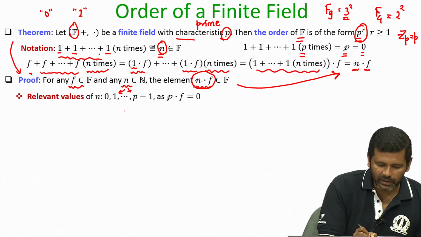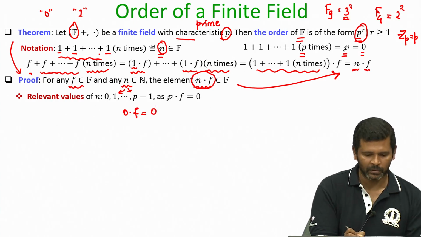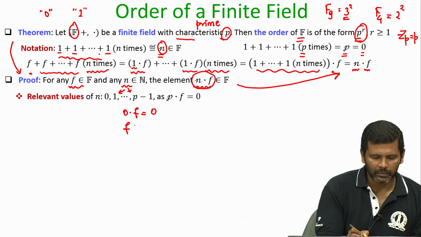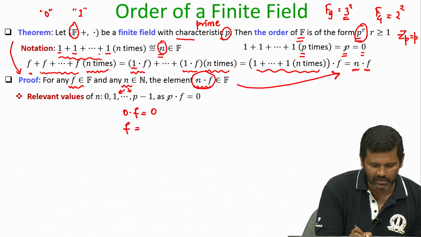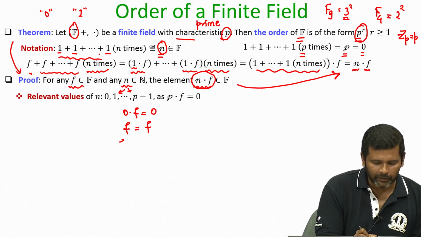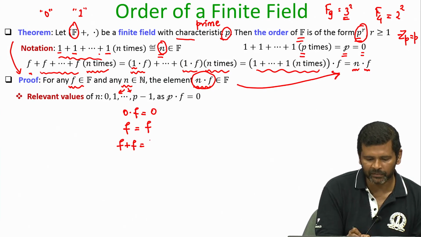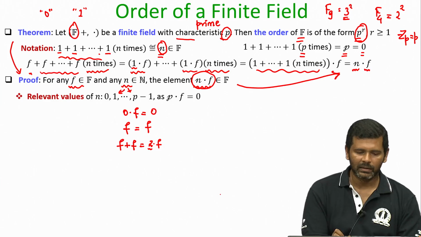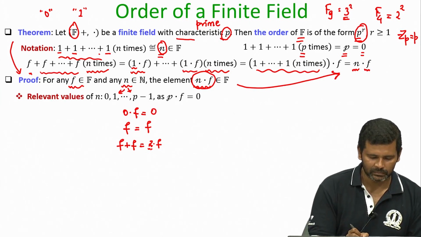So, 0 times f will of course give me the element 0 as per the definition. Now, f added to itself, or 1 times f actually to be more precise, is just the element f. Now, f plus f will give me some element from the field. So, I can call it 2 times f. This is not a numeric 2, but some 1 added to itself 2 number of times, that is a representation here.